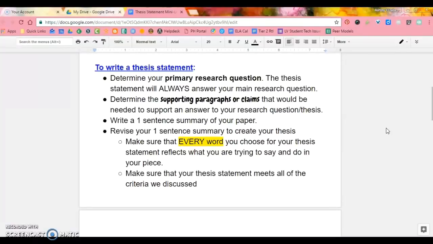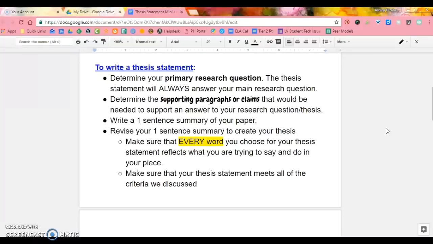So as you're kind of wordsmithing your thesis statement, you're going to make sure that every single word that you choose reflects what you're trying to say and do in your piece. We want to stay away from any vague or confusing language or non-specific language because you want to make sure that it's a very clear roadmap to where you're going to go in your piece.